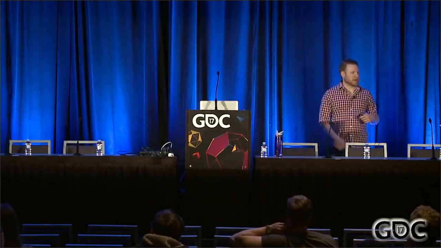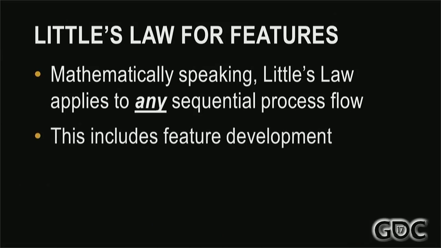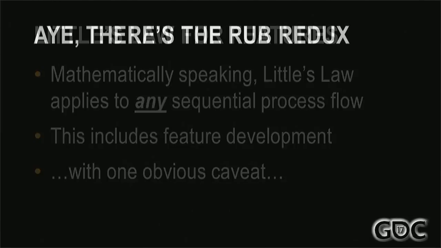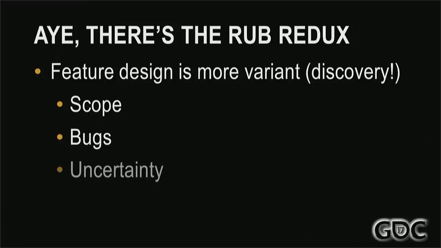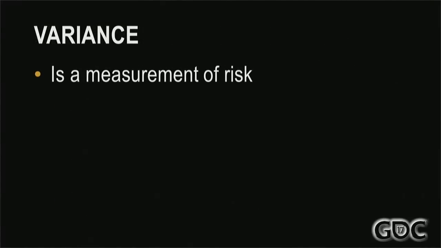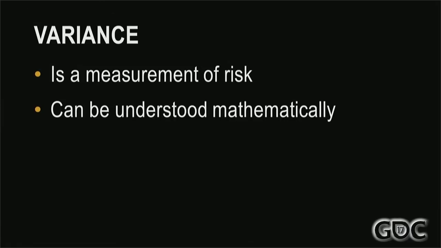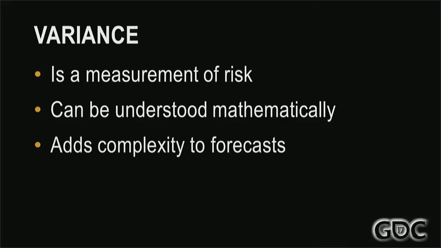Little's law applies to any sequential process flow, and that includes features, with a very obvious caveat. And there's that discovery again. Feature design is more variant than art asset generation because of scope differences, bugs, uncertainty, and human error. Now, variance is an analysis of risk. It can be understood mathematically, and it adds complexity to your forecast. You can't just deal with an average expected outcome, speed times time. You have to account for a range of potential outcomes.